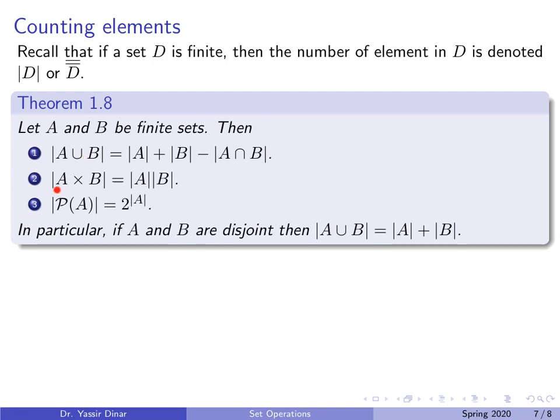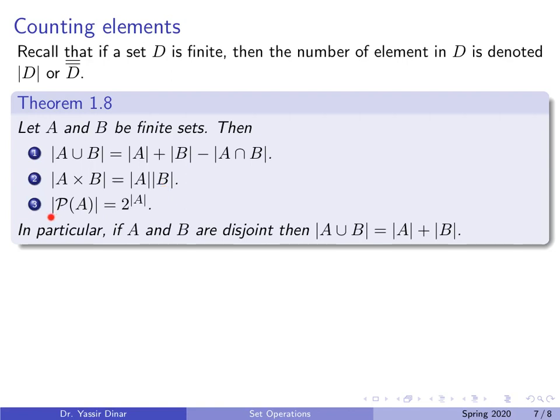Also, the number of elements in the cross product of A and B is equal to the number of elements in A multiplied by the number of elements in B. So we have a formula for the number of elements in A cross B once you know the number of elements in A and the number of elements in B.